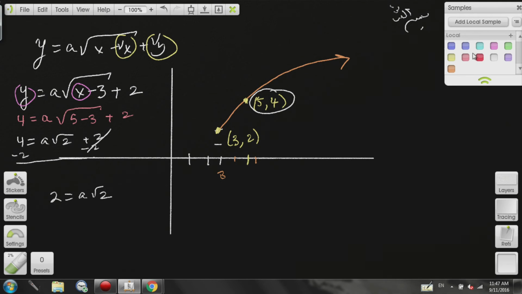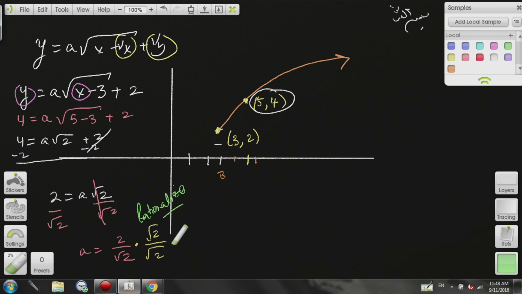Now I have to solve for a. How am I going to do that? Well, I have to divide both sides by square root of 2. Like this. Okay, then a is 2 divided by square root of 2. That's not so bad. Well, you know, since we're such good students, we know that it's not good mathematical manners to have radicals in the denominator. So we're going to rationalize the denominator. That's called rationalizing the denominator, okay?